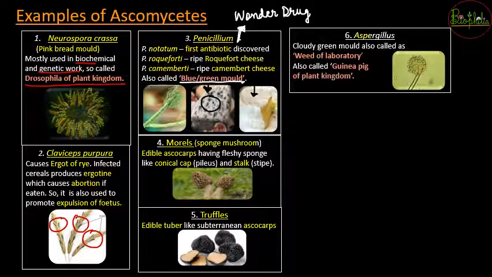Next is aspergillus. Aspergillus is going to be called as weed of laboratory because जहाँ पे भी अगर खुला छोड़ जाए कोई भी sample, so this aspergillus fungi is going to grow and it is going to contaminate the entire samples. So because of that it is going to be called as the weed of laboratory, and it can also be called as the guinea pig of the plant kingdom. Aspergillus के लिए दो नाम you have to remember, that is weed of laboratory and guinea pig of plant kingdom.